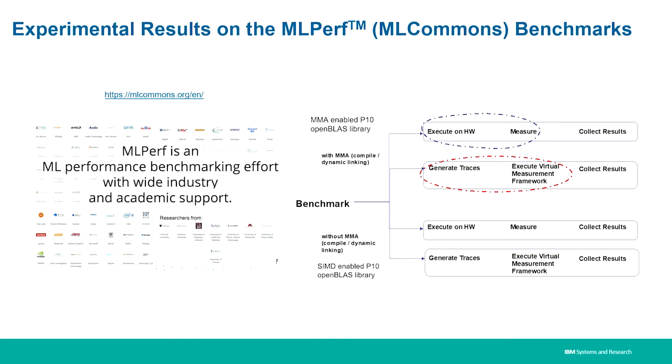So we took these benchmarks, compiled them with the MMA accelerator-enabled library, and executed that on the hardware. We collected the results using the Cronus approach which I mentioned. Then you generate the traces, use the virtual pre-silicon framework which I showed, collect the results, and do that without the MMA also. So now you have a setup where you can compare the impact of the new inline accelerator, which our processor design team has been developing.